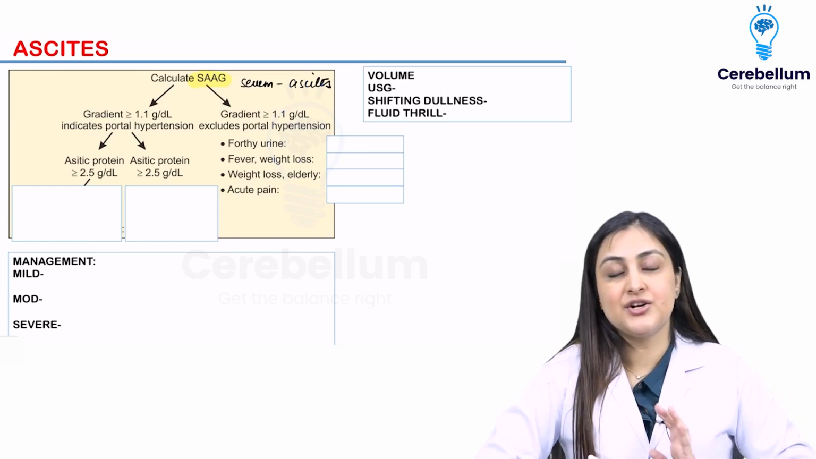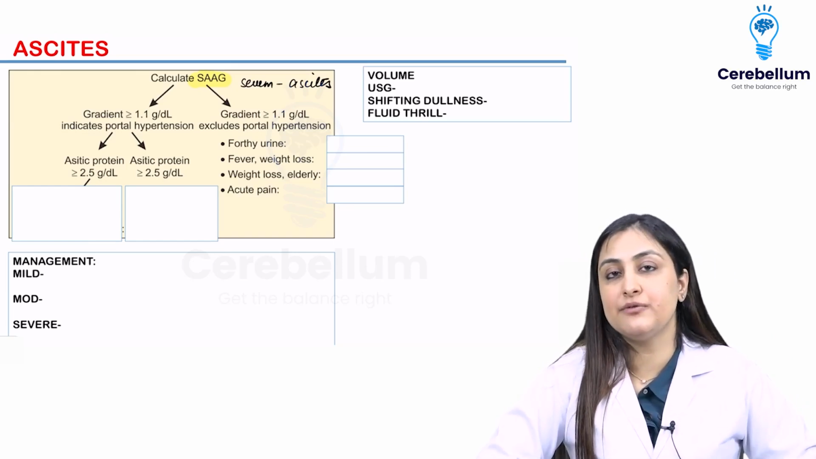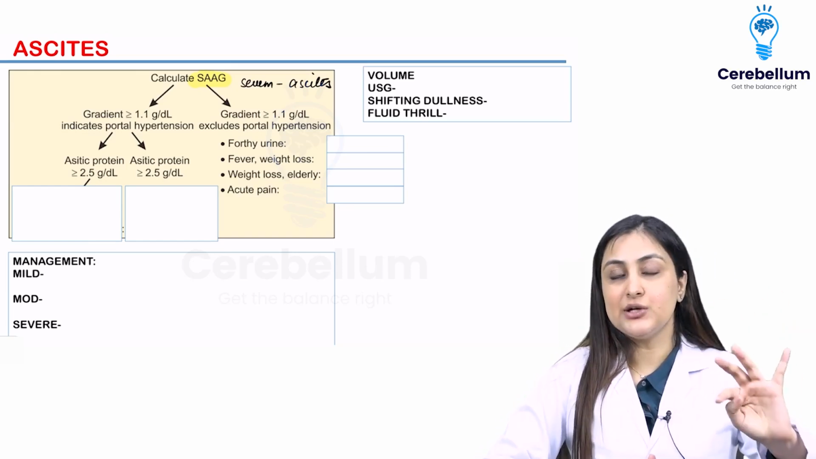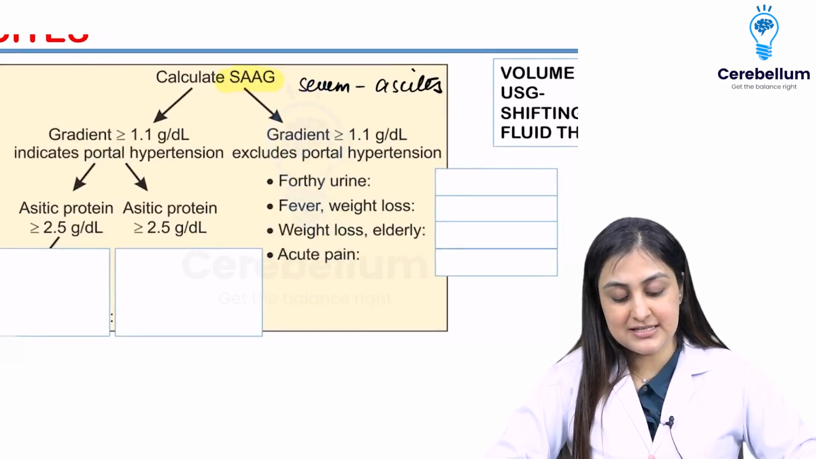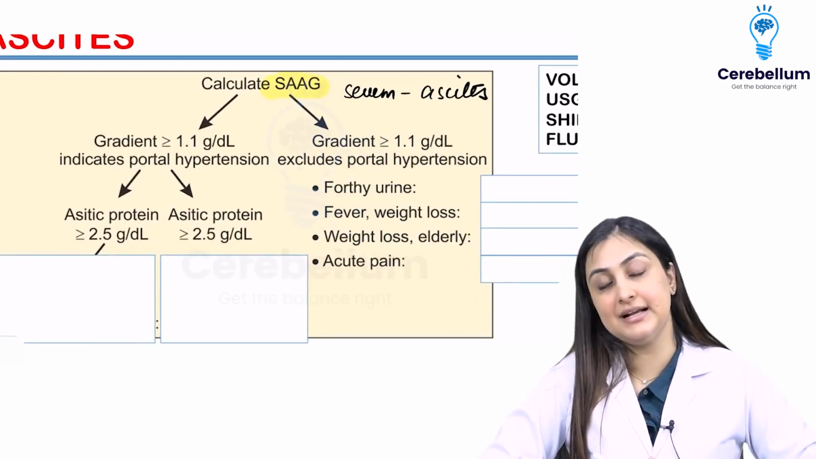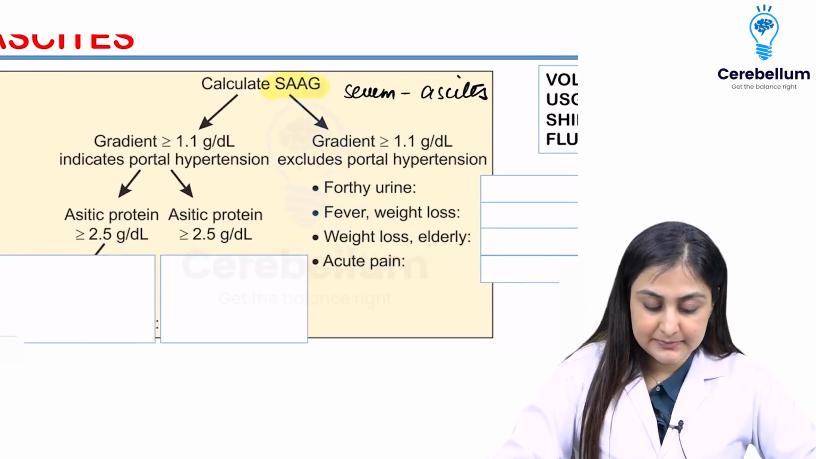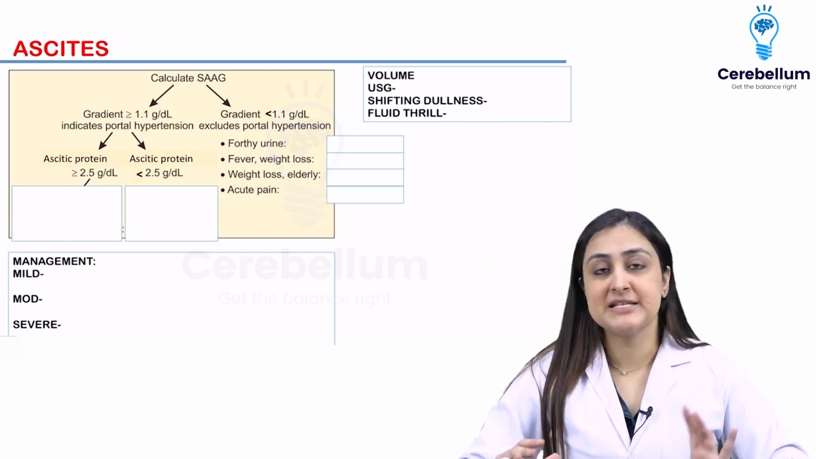Alright, so here the transudative exudative concept of pleural effusion doesn't work. We need to rely on the SAG. So what we are doing here is we are measuring the serum albumin, we are measuring the ascitic albumin. If the gradient, so now we start off with medicine part of GI.